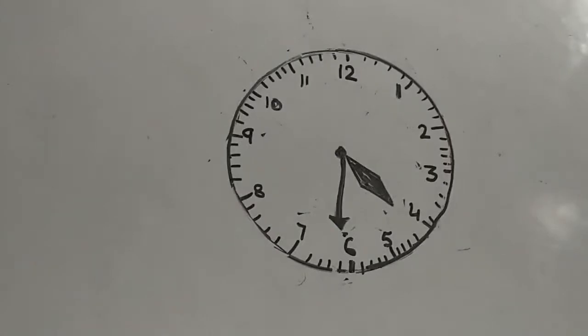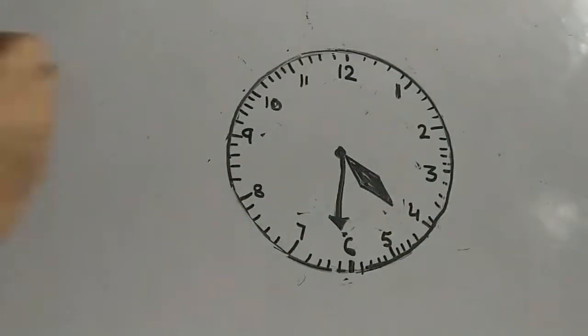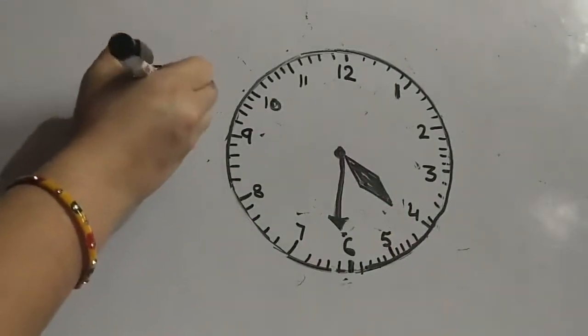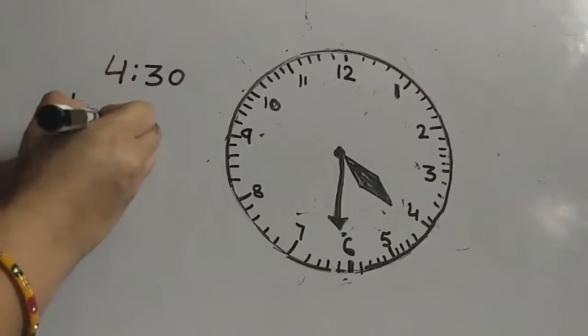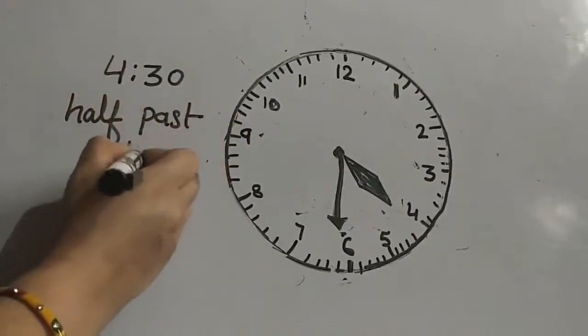Next situation, our hour hand is in 4 and the minute hand is in 6. So we will write 4:30 or half past 4.